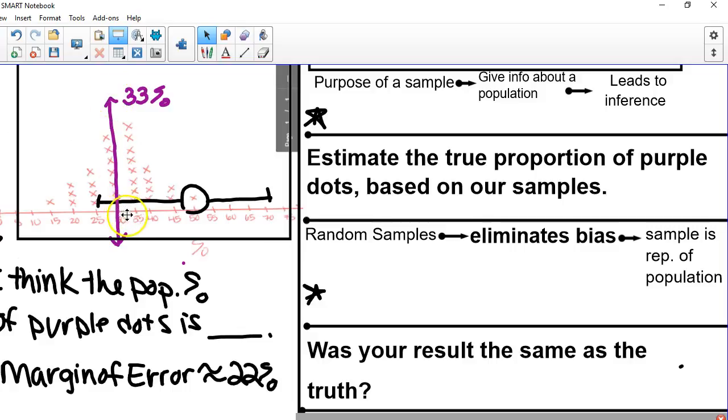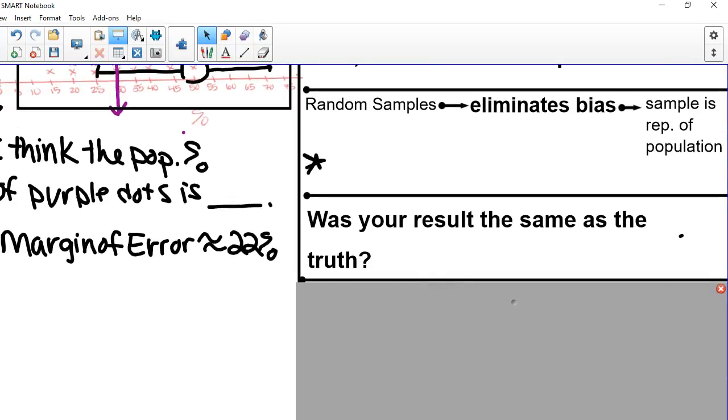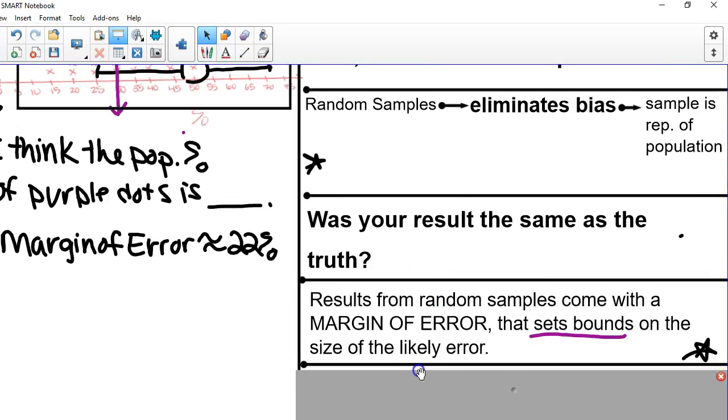The truth was this purple line here. Many people in class said it was about 30% to about 35%, somewhere in there. So they were close, but not exactly. Then I talked about what it means to have a margin of error.